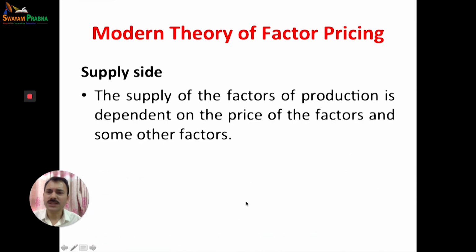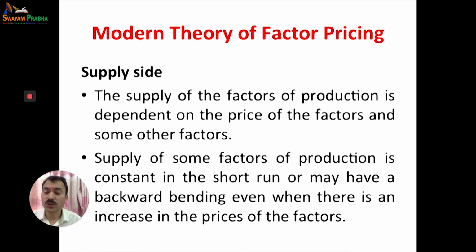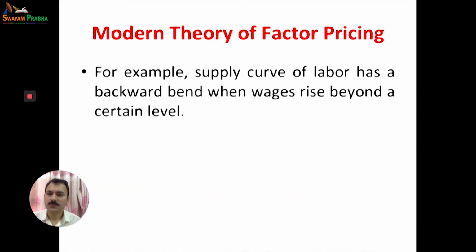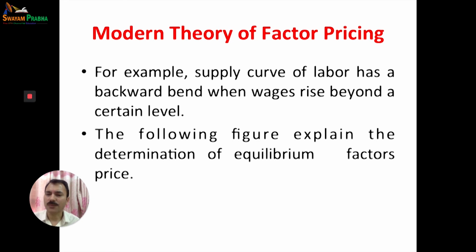Modern theory of factor pricing, second part, supply, because it considers both supply and demand. Supply of the factor of production depends on the price of the factor and some other factors also. Supply of some factors of production is constant in the short run and may even be backward bending when there is an increase in the price of the factor. For example, the supply of labor is backward bending. When wages rise beyond a certain level, it will bend backward.